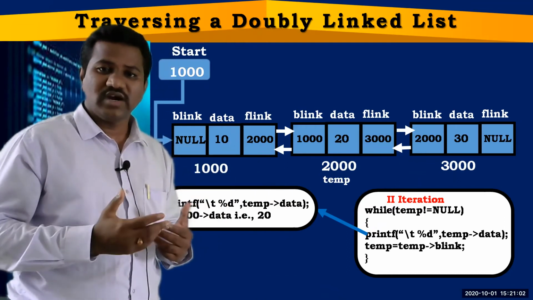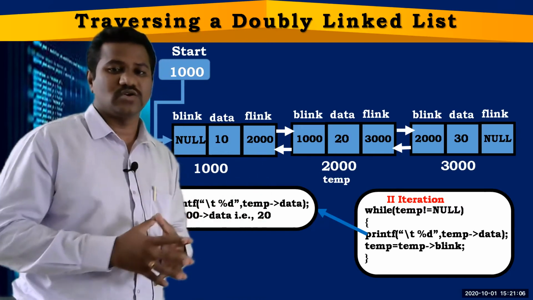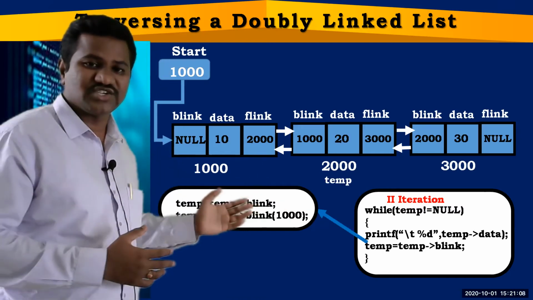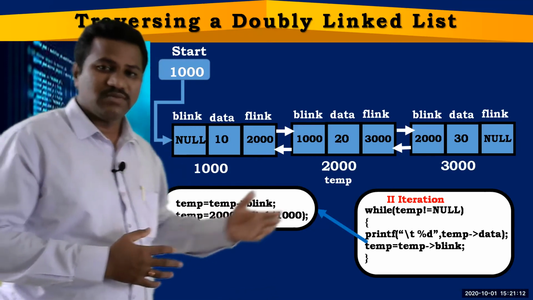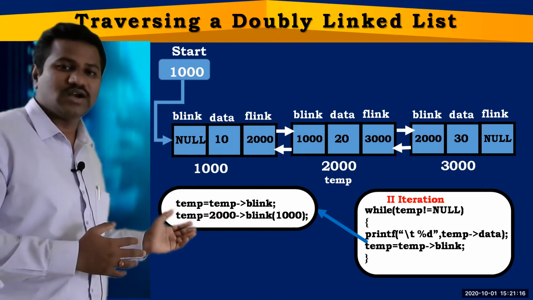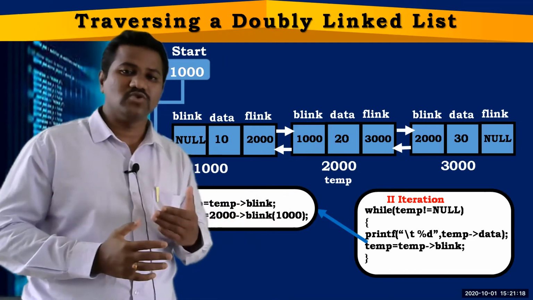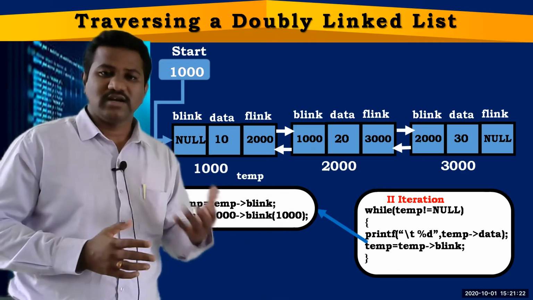Right. After printing 20, I need to make temp move from the 2000 node to the 1000 node. And for that, I'm going with this instruction. Temp is assigned with temp arrow backward link. Temp arrow backward link means 2000 arrow backward link, that we have 1000. 1000 has been stored in temp, so that your temp moves from 2000 memory to 1000 memory.